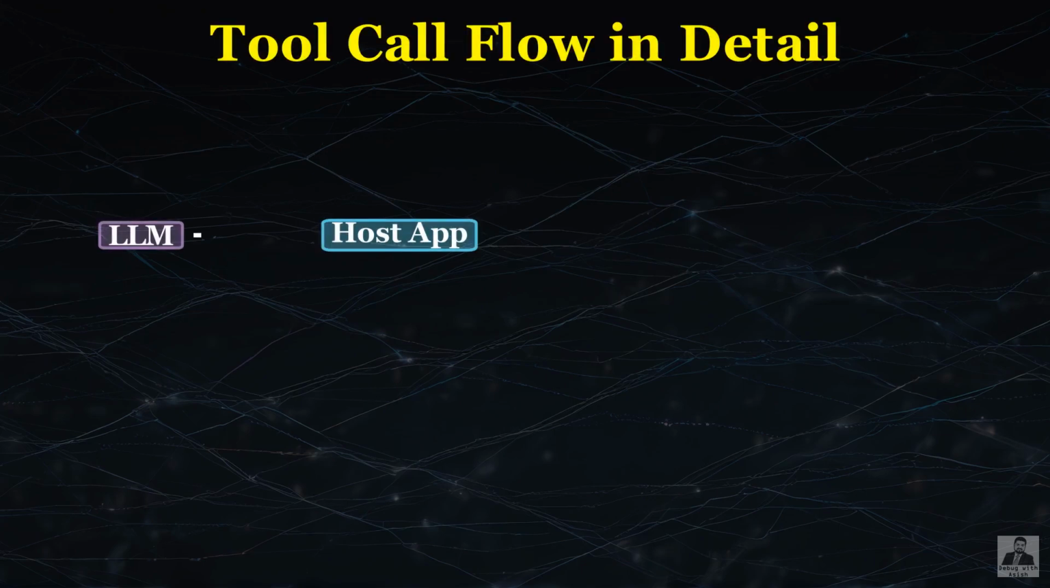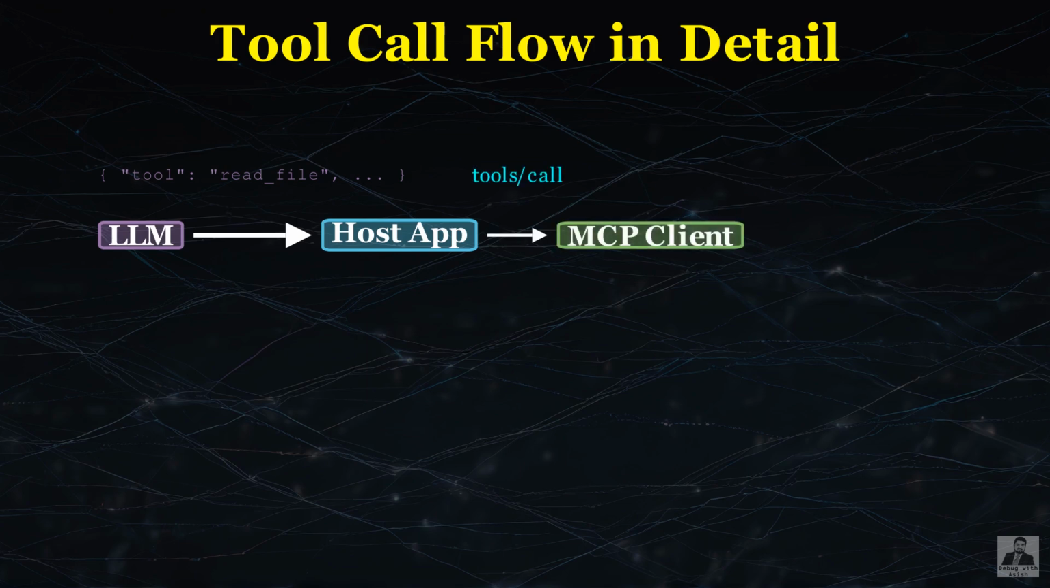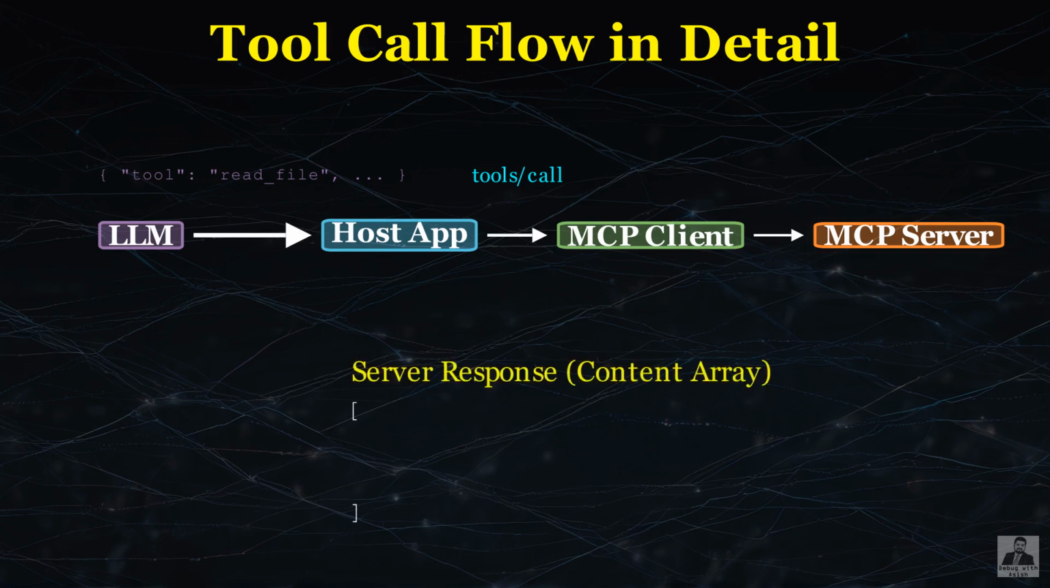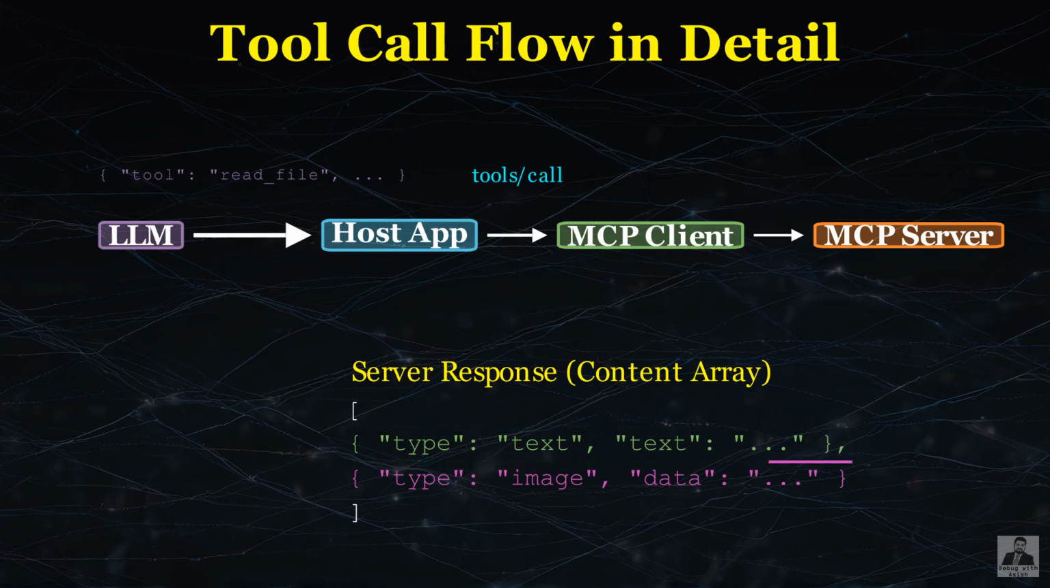When the model decides to call a tool, it returns a structured object with the tool name and arguments. The host passes this to the client as a tool/call request. The client routes it to the server that owns that tool. The server validates the arguments against the input schema, runs the function, and returns a content array. Each item has a type and a value. Text results use type text. Images use type image. The result gets added to the conversation, so the model reads it and generates its final answer.